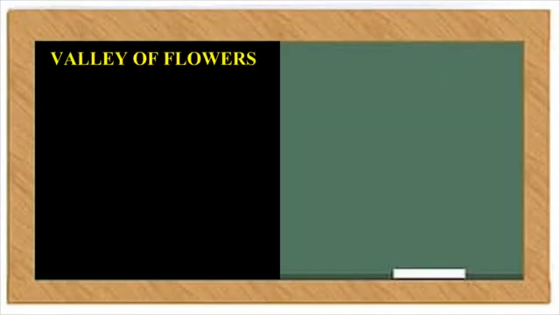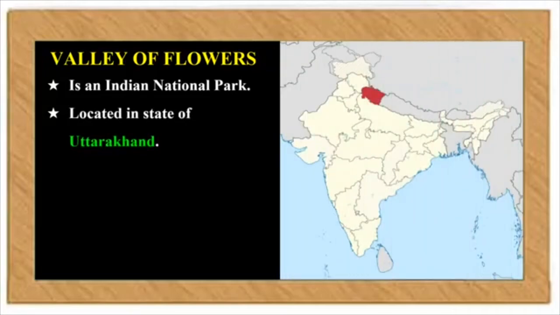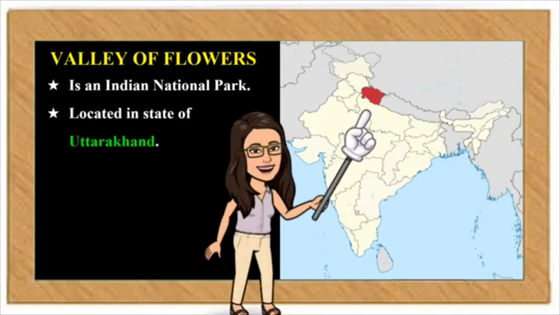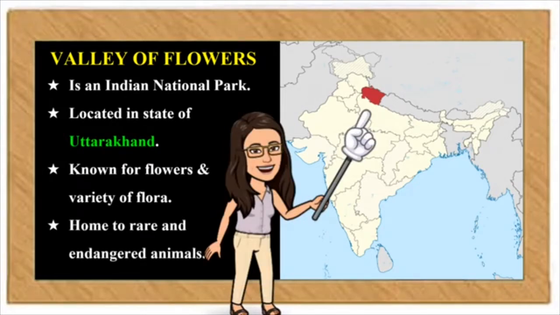Valley of Flowers is a national park in India located in North Chamoli and Pithoragarh in the state of Uttarakhand. As you see on the map, children, the state of Uttarakhand is close to the Himalayas. The Valley of Flowers is known for its varied flora and fauna. This national park is home to rare, endangered animals and plant species like Asiatic black bear, musk deer, snow leopard and alpine flowers, to name a few.